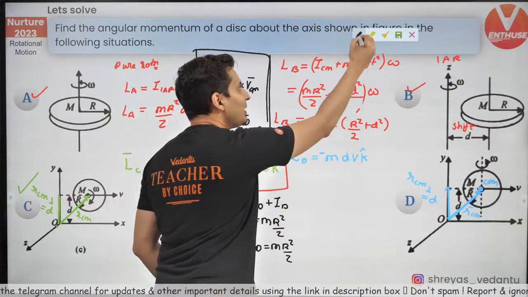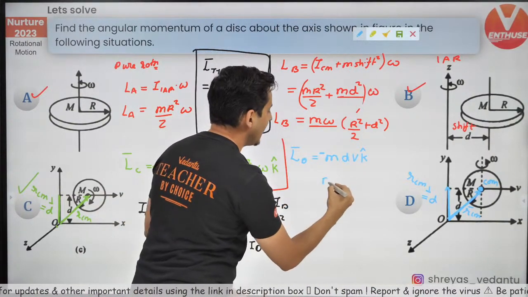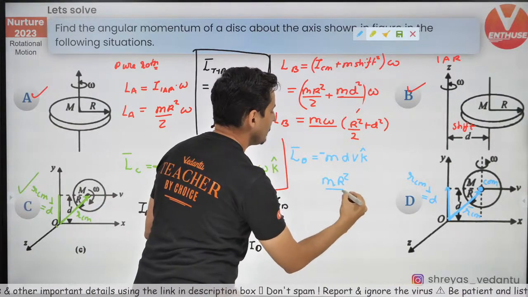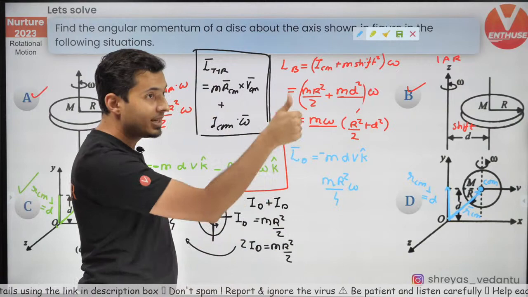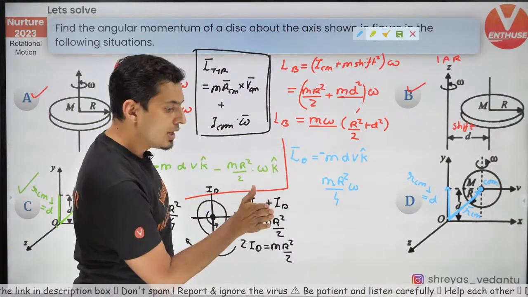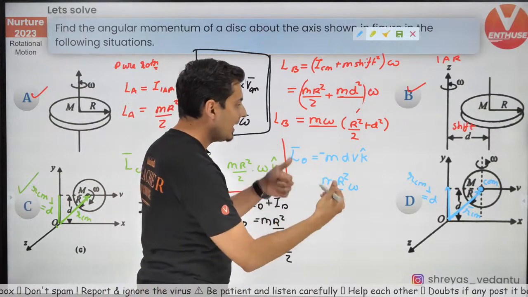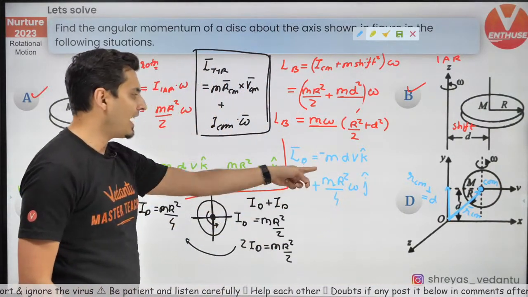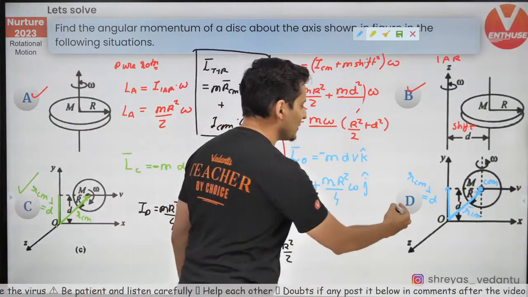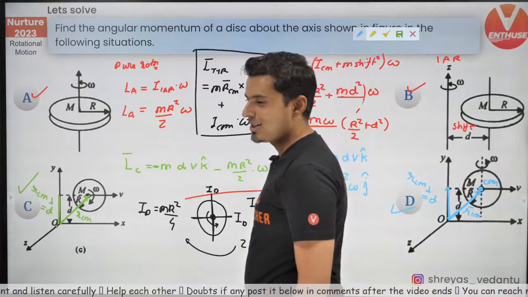Perfecto. So that means over here I should add MR square by 4 into omega, but it is a vertical axis. Look at that. If you curl your fingers this way, it goes along the y-axis. Y-axis is nothing but j cap, and that is plus. So this is the angular momentum for this question D. What a beautiful question. I'm pretty sure you enjoyed this.